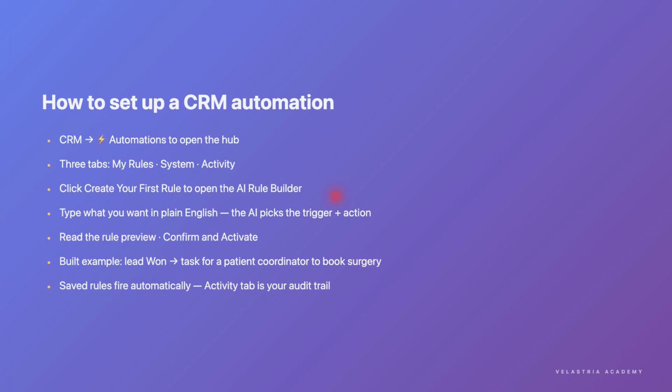Open via CRM, then Automations. Click Create your first rule. Describe what you want in plain English. The AI builds it, you confirm and activate, and it's live forever after. Set it once, never think about it again. That's the whole point.